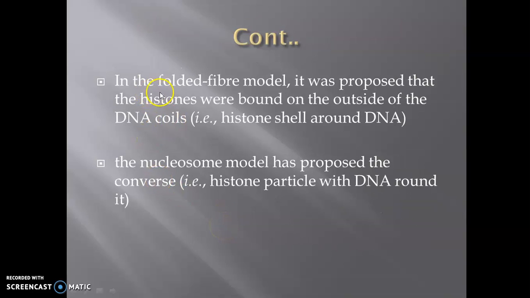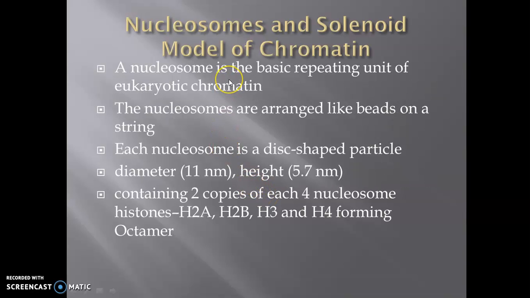Now, what was stated in the folded fiber model? It was proposed that the histones were bound on the outside of the DNA coils, meaning the histones are present outside and the DNA is wrapped inside. The nucleosome model proposed the converse: the histone particles are inside and the DNA is wrapped outside. So the most accepted one is the nucleosome model.